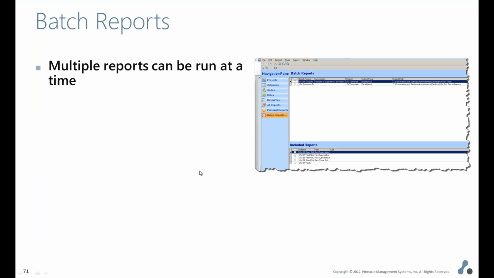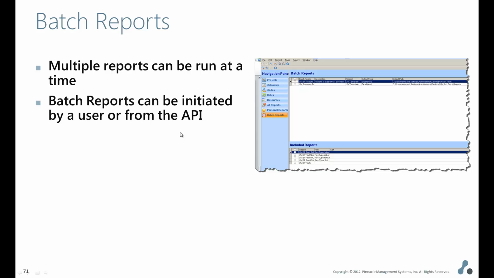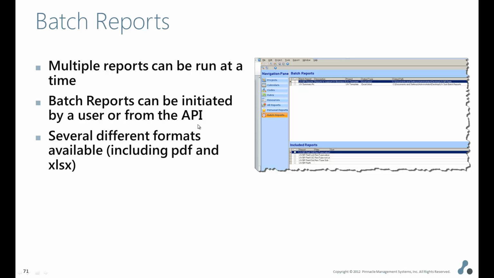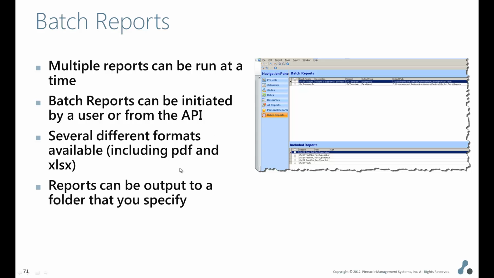So in summary, the Cobra batch report capability allows you to create a list of reports that can all be run together. The batch can be initiated either by a user inside Cobra or from a server process via the Cobra API. You can choose from several different formats that the reports are to be created in, and then you can choose the folder where those reports are to be output to.